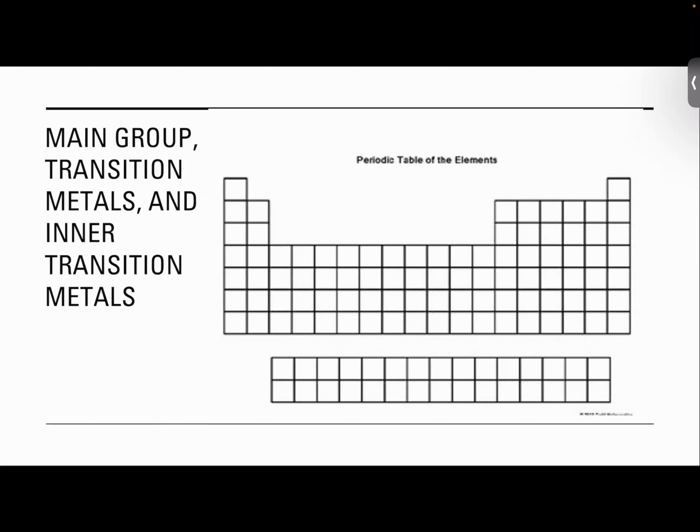Okay. So the periodic table, we've already talked about groups and periods. Now let's talk about main group elements, transition metals, and inner transition metals. Groups 1, 2, and 13 through 18 are known as your main group elements. In other words, they're the groups that stand the tallest on the periodic table.